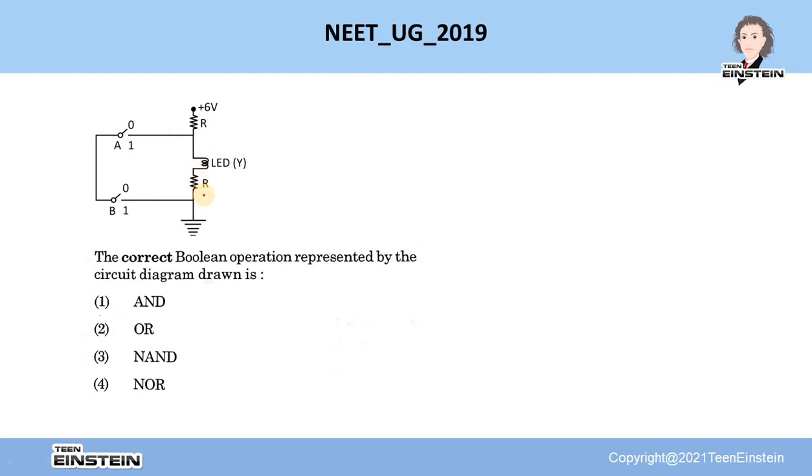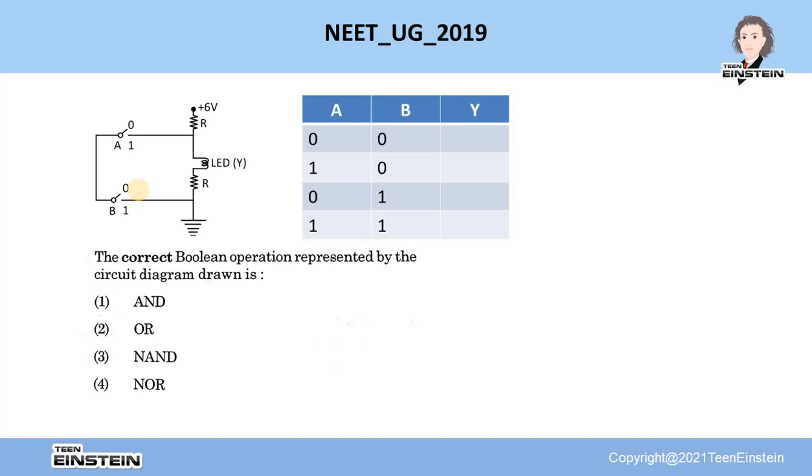Now let me take you through the truth table to understand which logic operation it is. So 0 and 1, these are two input states. That means either the switches can be closed or the switches can be open. So the open state is represented by 0 and the closed state is represented by 1. And when the LED glows, that state is taken to be the high state of the output or 1, and when it doesn't glow, we take that to be 0 state or low state.